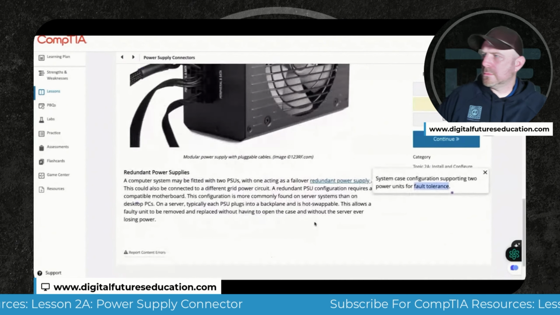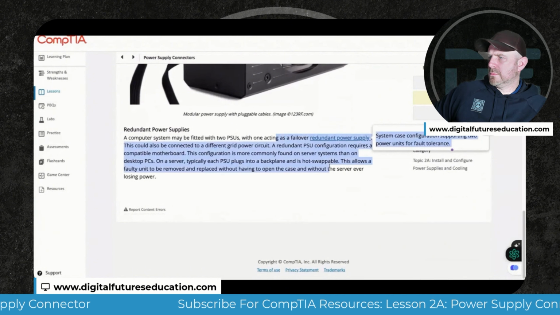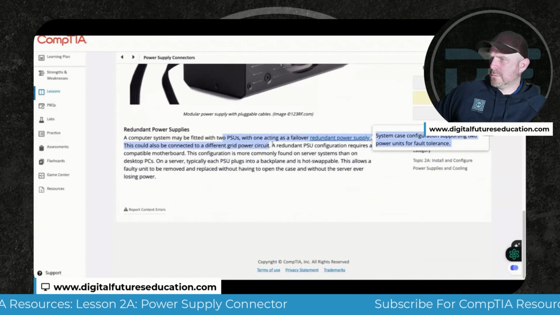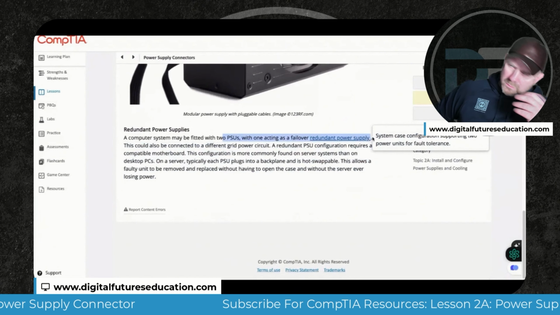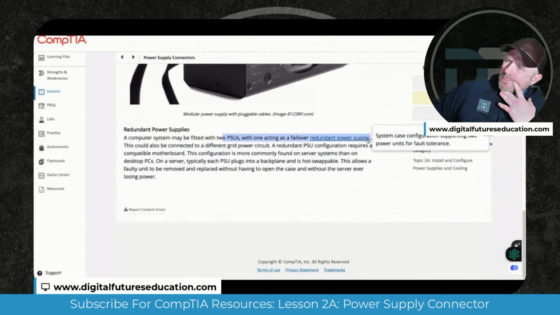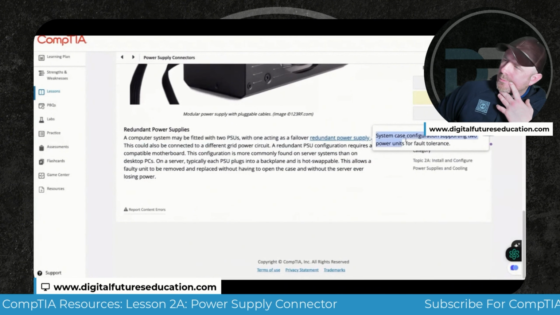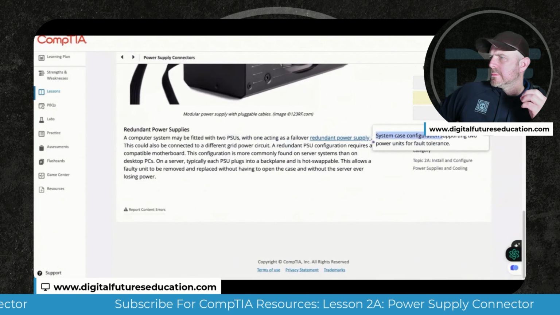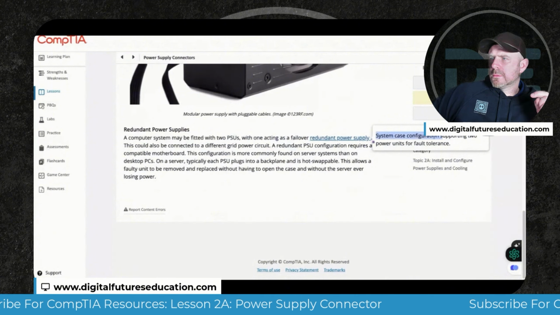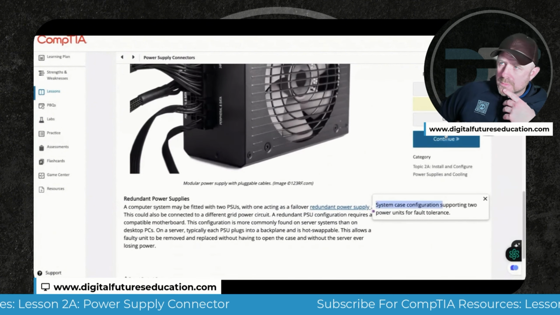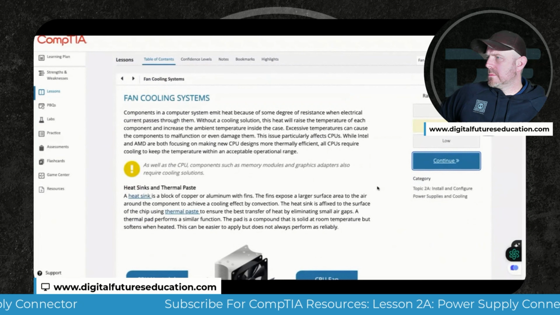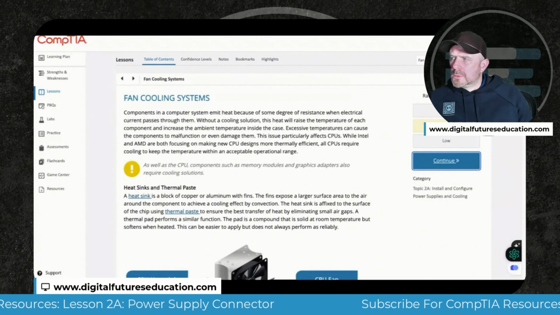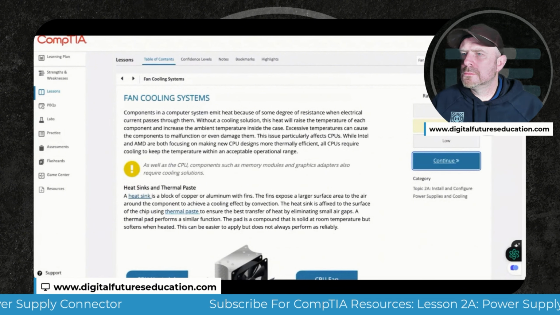So if this fan fails. It's like a room for failure? Yep, exactly. Room for failure is another way of saying it. So this one has a redundant power supply, and since it does, the system case configuration, which is how they built the computer, supports two different power units. So if one fails, you have the other one. It's basically a backup plan if something fails. Also, it gives you the security that if something goes wrong, there's a solution right there.